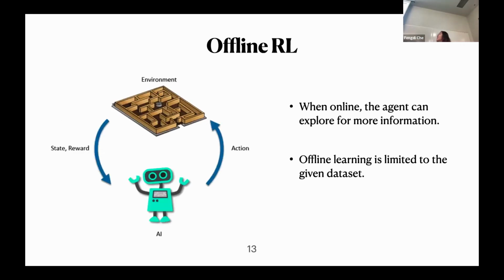Usually for online RL, the agent will observe the environment, receive state and reward, and then decide which action to take. It can keep interacting with the environment. So after observing some states, the agent can decide where it wants to explore, where it can get more information. But in offline RL, everything is limited to a pre-given data set. We have this MDP, we collect a data set from this MDP, and then learning is limited to it.